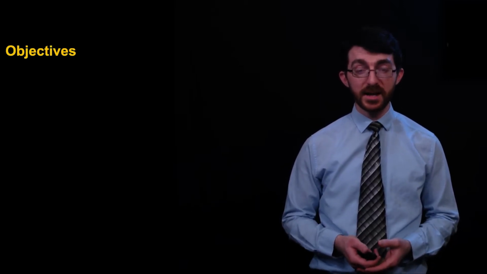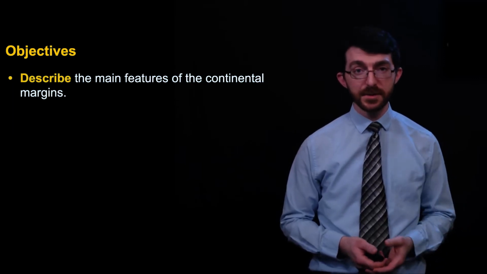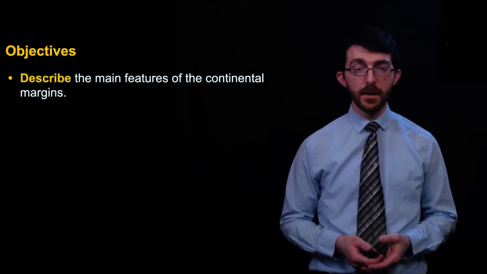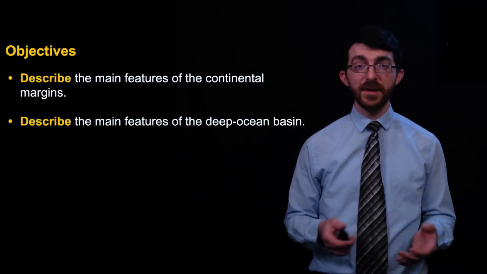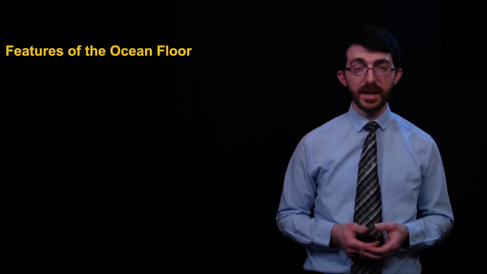Let's go over the objectives for Chapter 19, Section 2. First, describe the main features of the continental margins. And second, describe the main features of the deep ocean basin. Okay, so let's get into it.